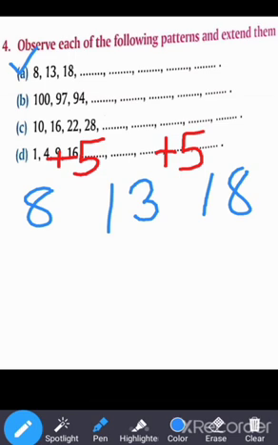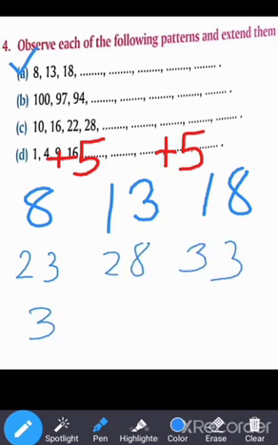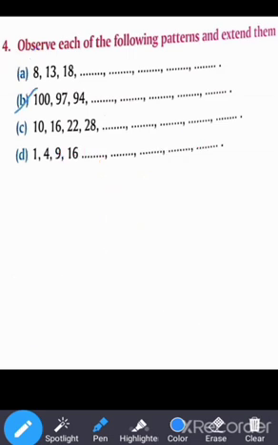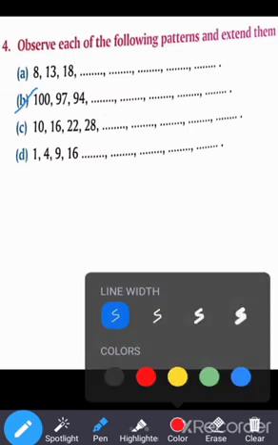So 18 plus 5, my number will be 23, plus 5 28, plus 5 33, plus 5 38, plus 5 43. So this is the answer. Now see the next pattern. We are having the next pattern, a decreasing pattern. Okay, it's a decreasing pattern.